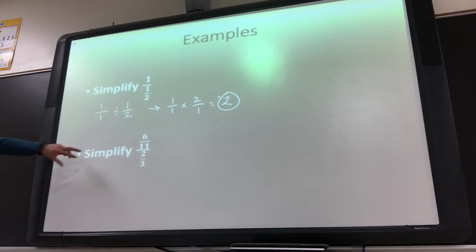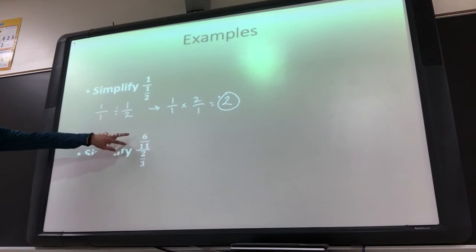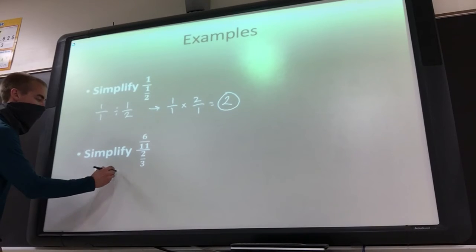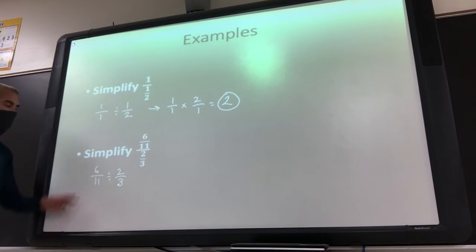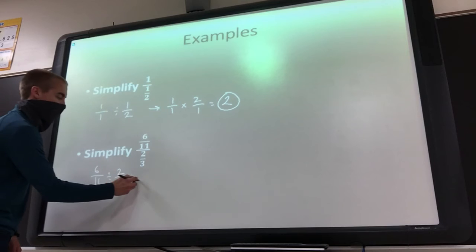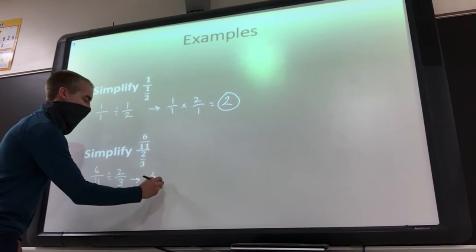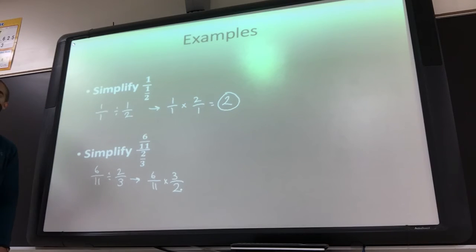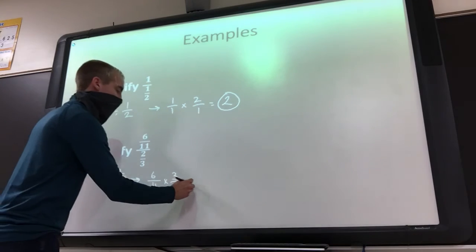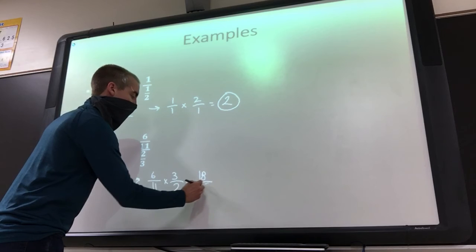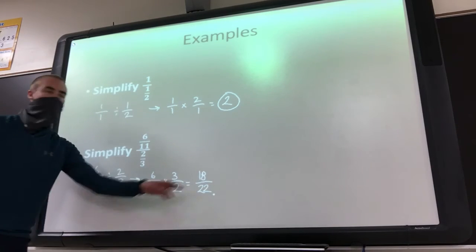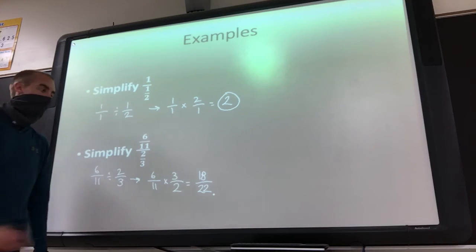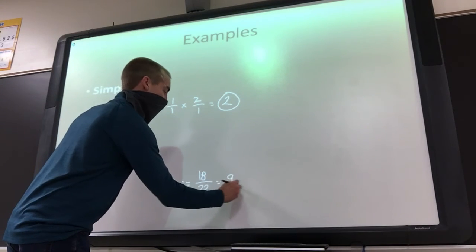Okay, our second one, it's a little easier to see that one because it's going to be 6/11 divided by 2/3. So do keep, change, flip. And it's going to become 6/11 times 3/2. And then multiply straight across. You get 18/22. And do we need to simplify that? Yes. Divide both by 2. Get 9/11.